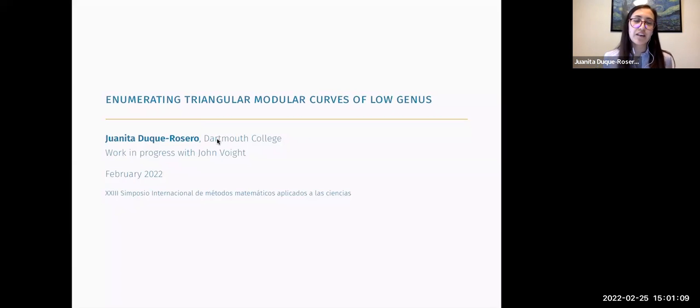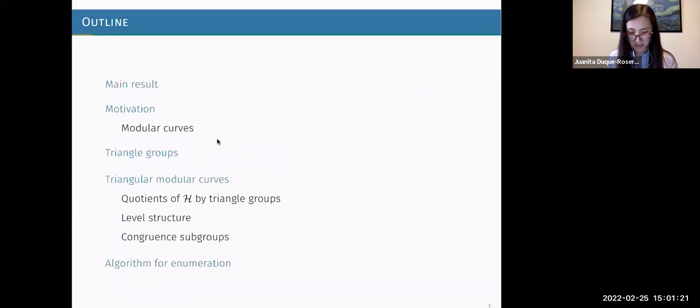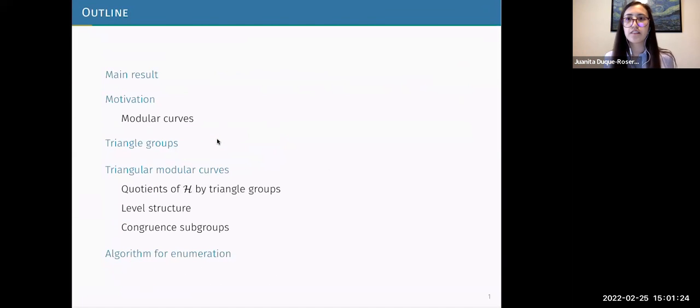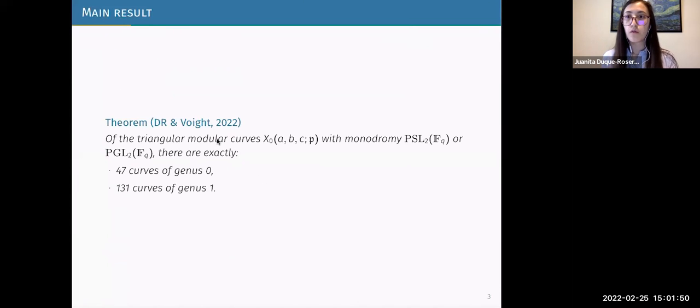Great. So today I'm going to talk about work in progress with John Voigt. It's about enumerating triangular modular curves of low genus. First, I'm just going to give you a really short outline of how this talk is going to go. I'm going to give you an idea of what our main result is. And then we're going to go through the motivation. Why would you like to study these curves? How do you define them? And then how do you study the genus and have an algorithm for enumerating all the curves of a given genus.